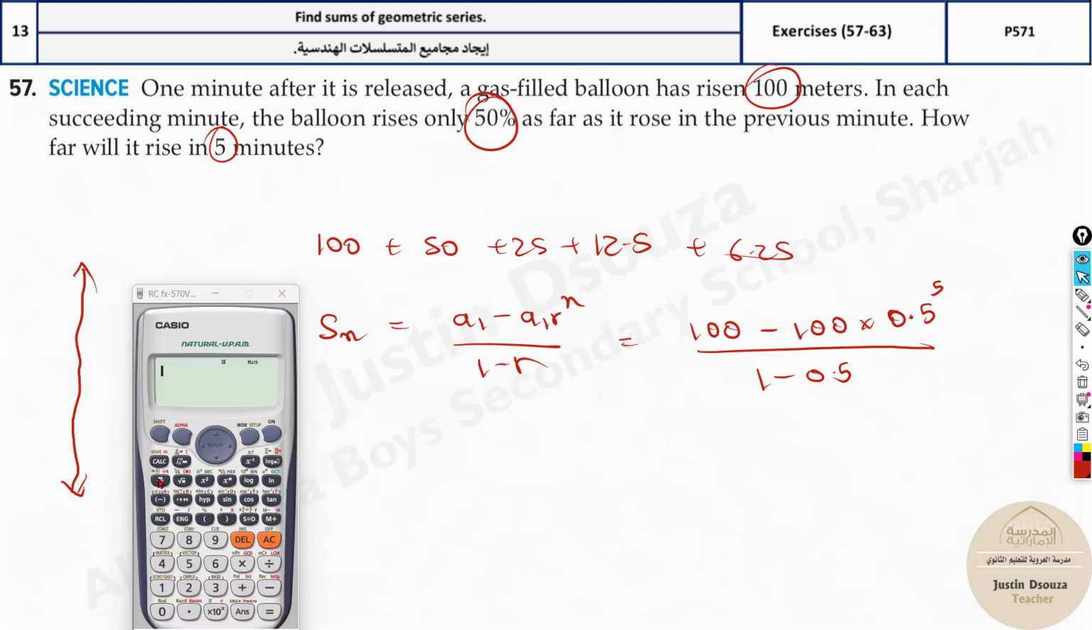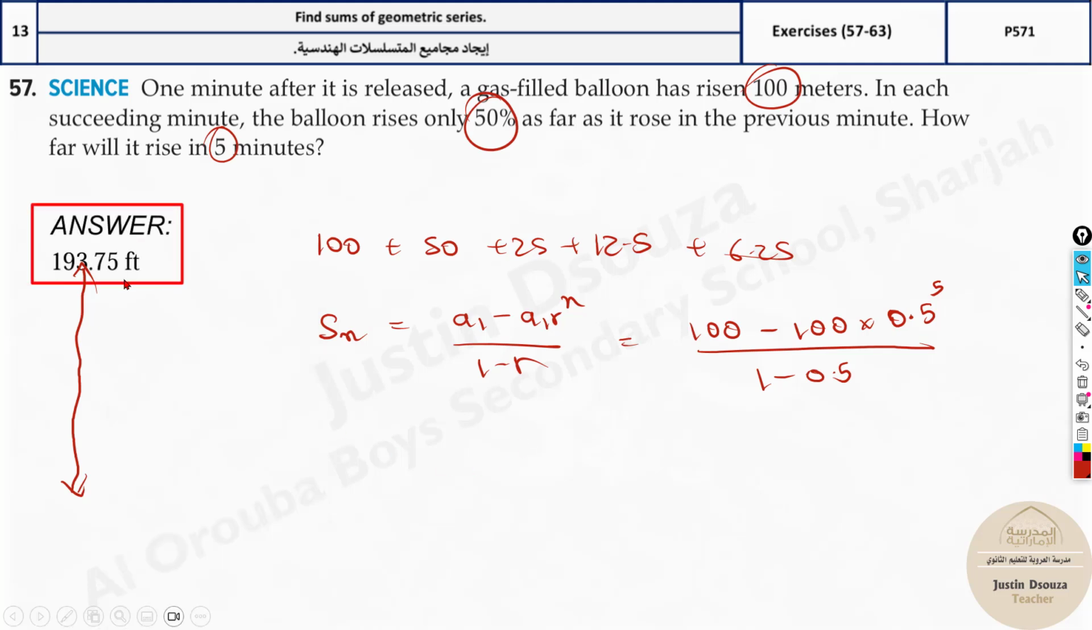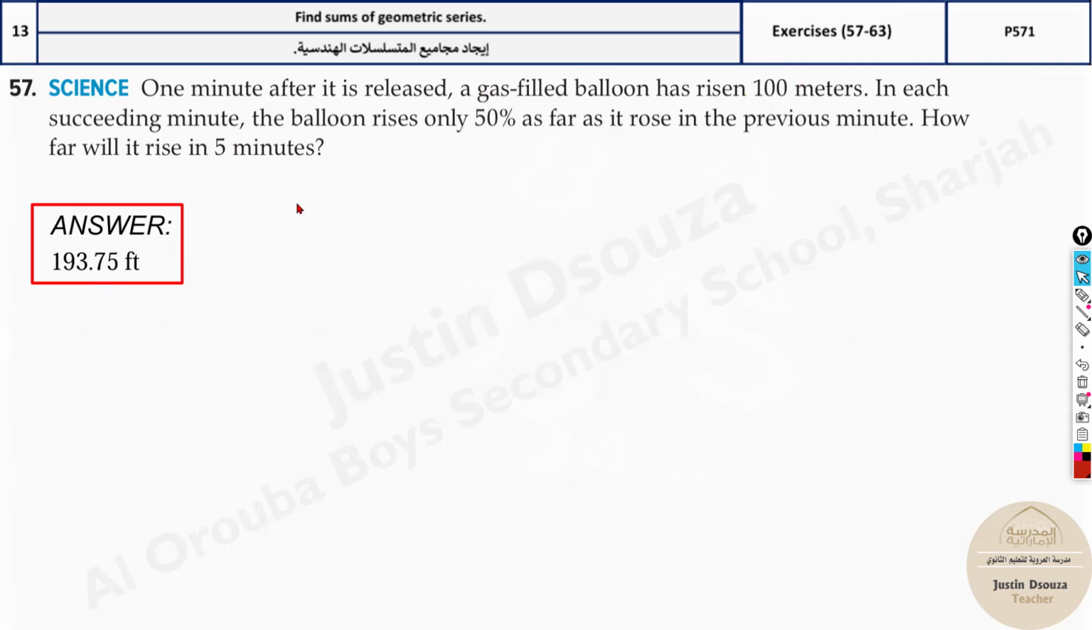Now press the fraction symbol and type it out: 100 minus 100 times 0.5 to the power 5, divided by 1 minus 0.5, it's 0.5 itself. So the answer over here is 193.75, and that's the answer. Even if you add this up, 100, 50, 25, 12.5, 6.25, it's exactly 193.75 itself. It has to be. So that's the answer.